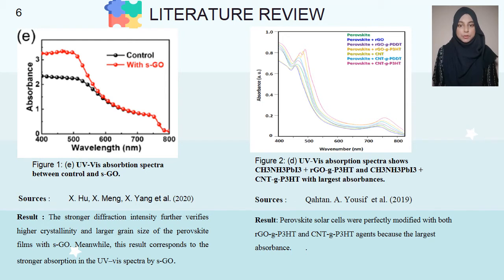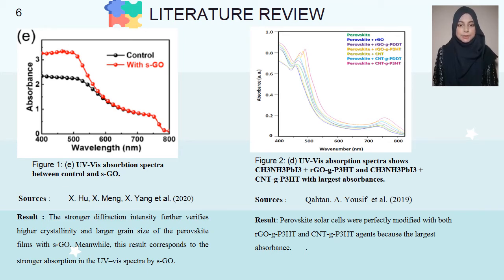Figure 2, also from the same source as the previous slide, shows the UV-visible absorption spectra. The result shows the perovskite solar cells were perfectly modified with both RGO-P3HT and CNT-P3HT because of the largest absorbance.